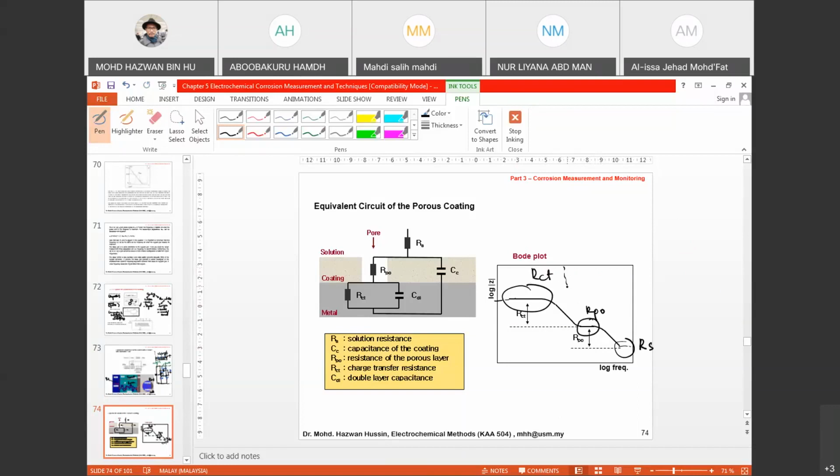Right. So if I cut this into half, you know that this is at low frequency and this is at high frequency. So low frequency means that the process happens where? At the inner Helmholtz plane or at the outer Helmholtz plane? If you still remember.